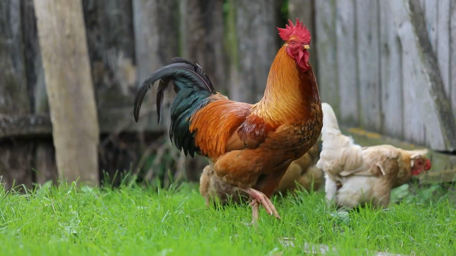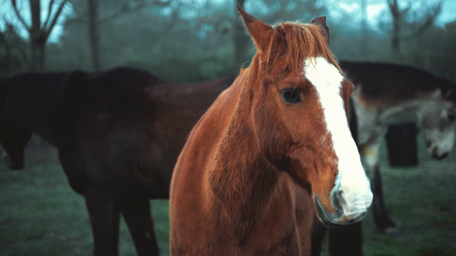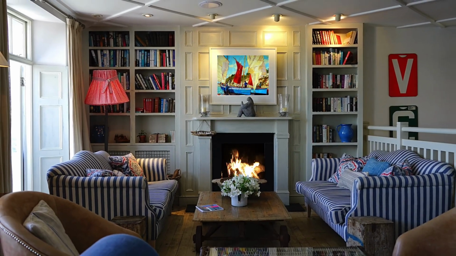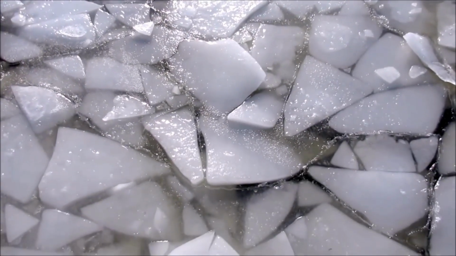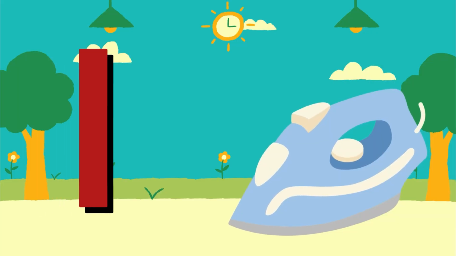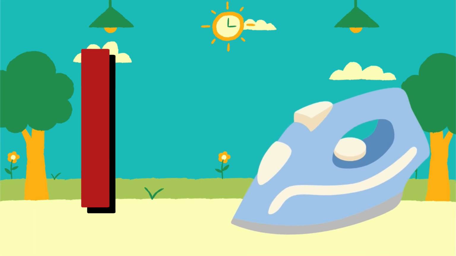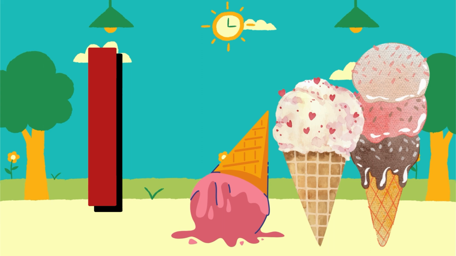H for hen. H for horse. H for home. I for ice. I for iron. I for ice cream.